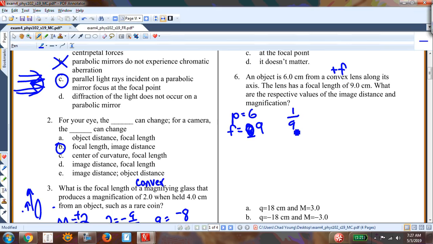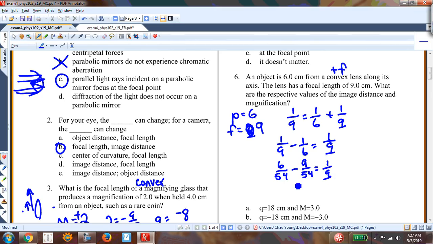So 1 over 9 equals 1 over 6 plus 1 over Q. 1 over 9 minus 1 over 6 equals 1 over q. You could do this with a calculator, but you don't really need to. So this is a 6 over 54 minus, isn't that right? Yeah. 9 over 54 equals 1 over q. So q is equal to negative 18.